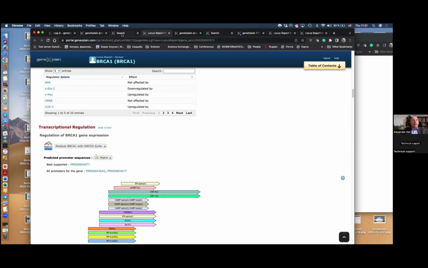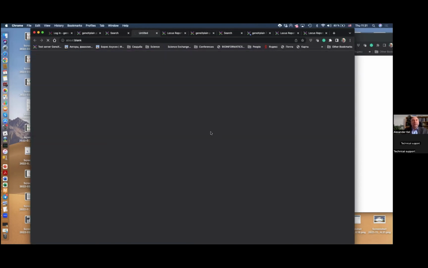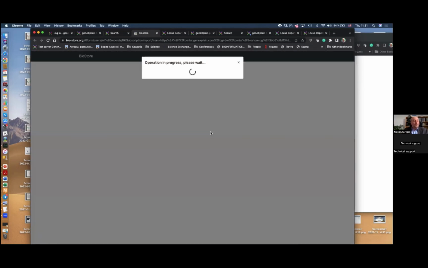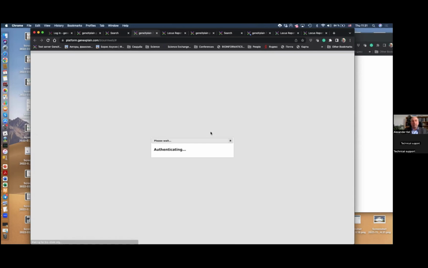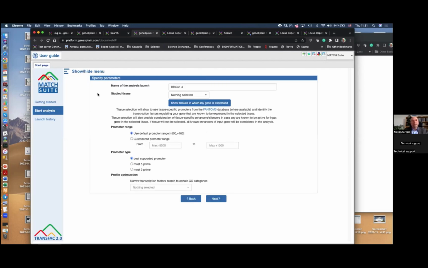But today we go back to our search, and we want to select this gene, and we want to go to the Match Suite single gene analysis. So we want to analyze and predict binding sites in the promoter of that gene. So now it will go to that new website, which is taking your gene of choice and preparing the promoters and enhancers of that gene for the analysis.